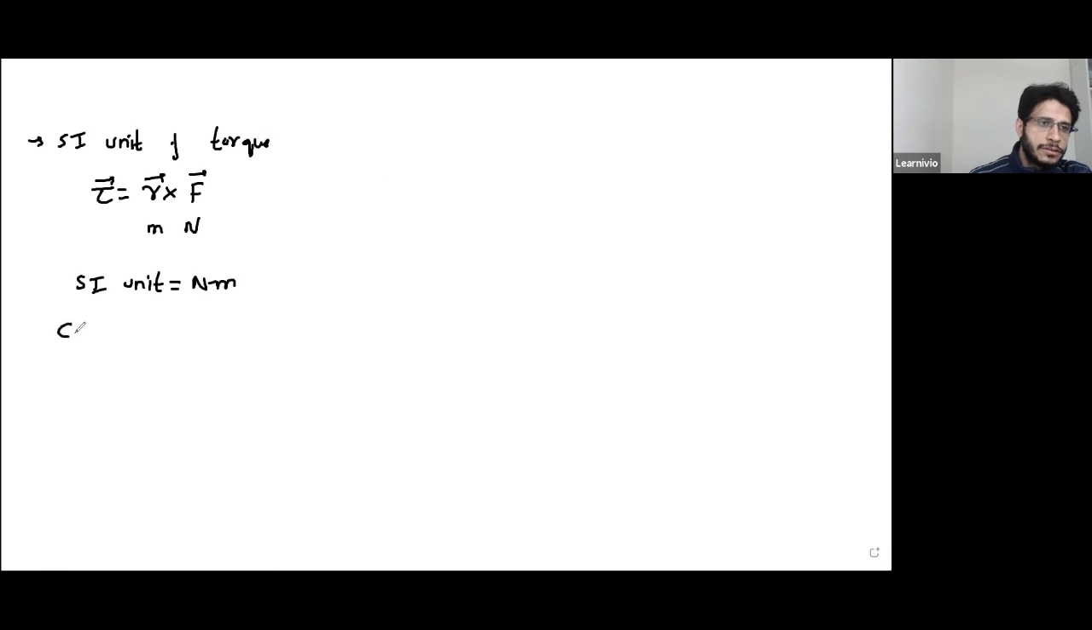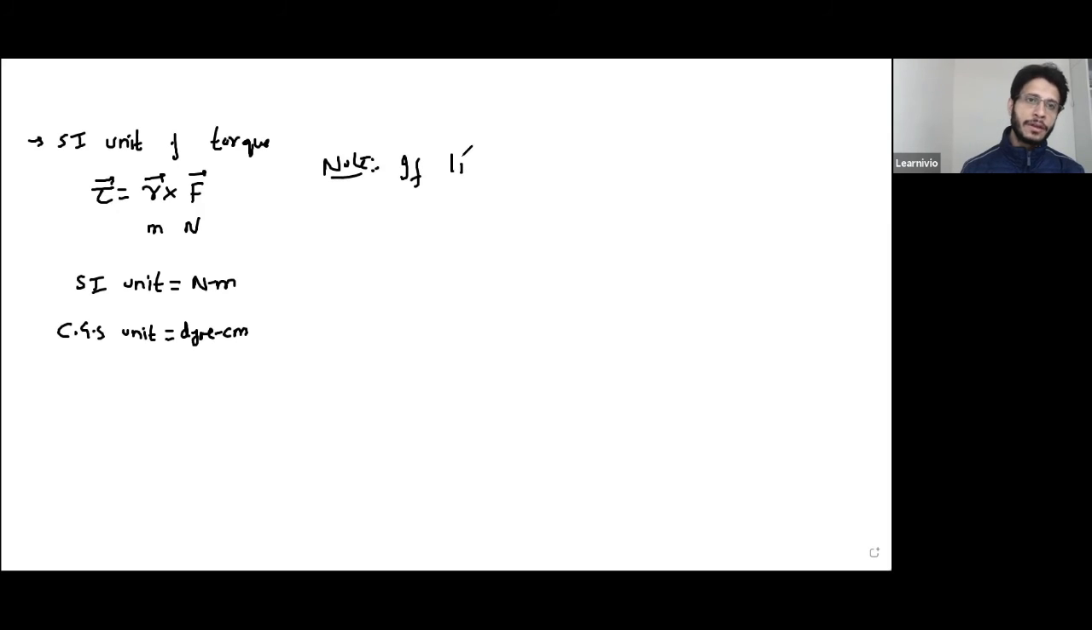What about the CGS? Yes, dyne centimeter. That's the CGS unit. Okay, just note it down. Then we'll do some numericals on torque. A single numerical that will teach you how to calculate torque in a problem.